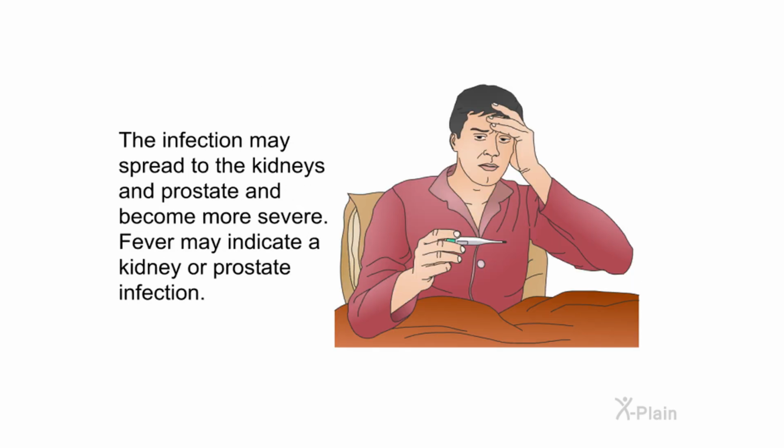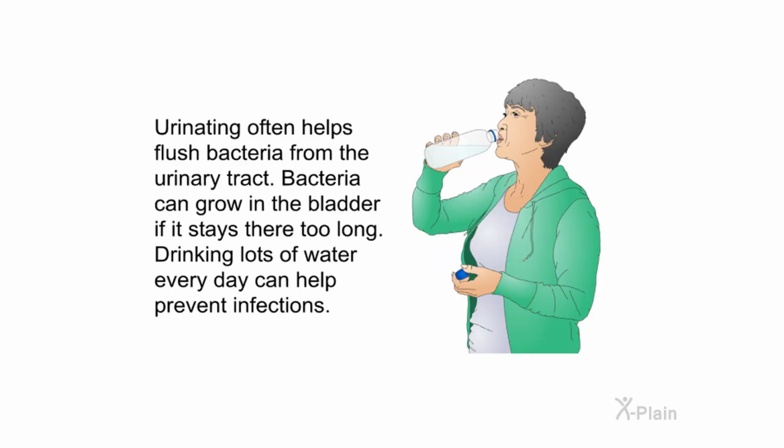The infection may spread to the kidneys and prostate and become more severe. Fever may indicate a kidney or prostate infection. Urinating often helps flush bacteria from the urinary tract. Bacteria can grow in the bladder if it stays there too long. Drinking lots of water every day can help prevent infections.